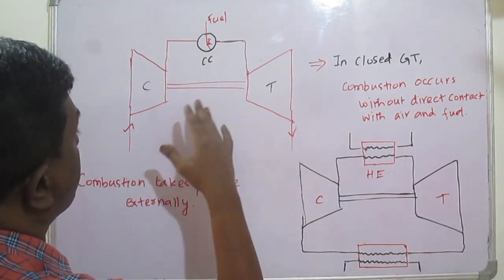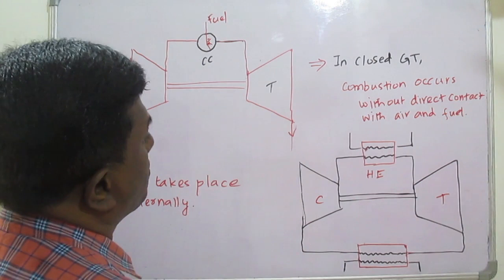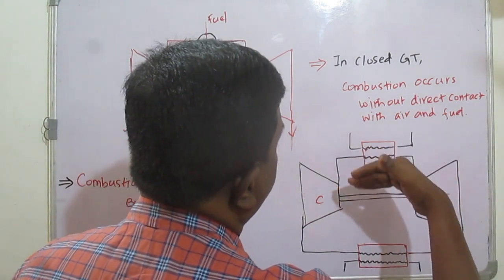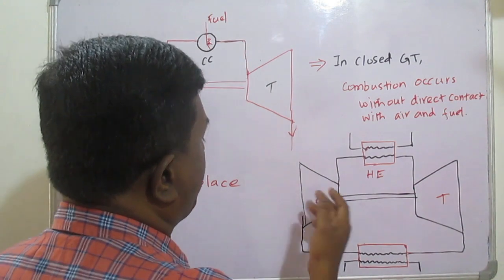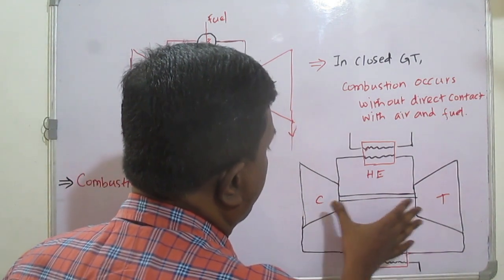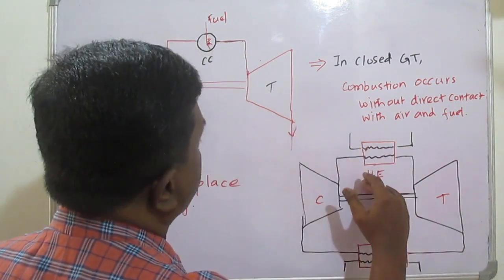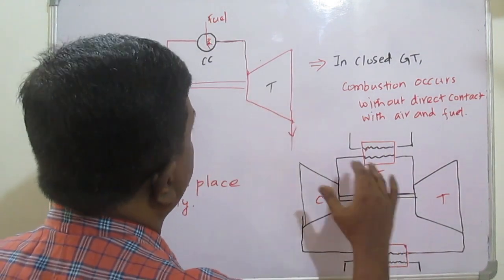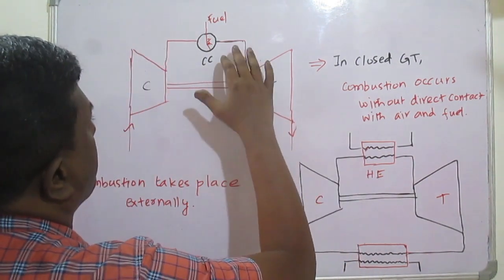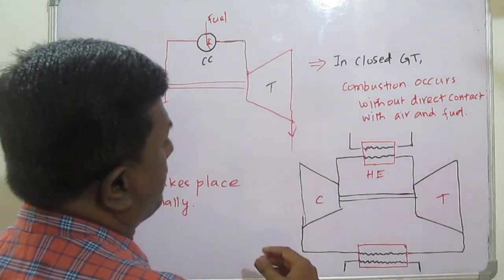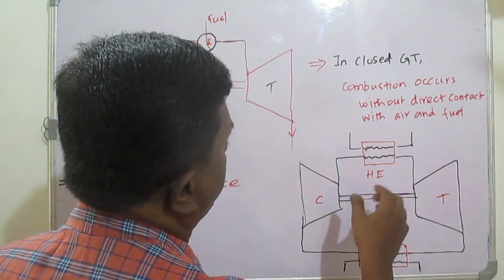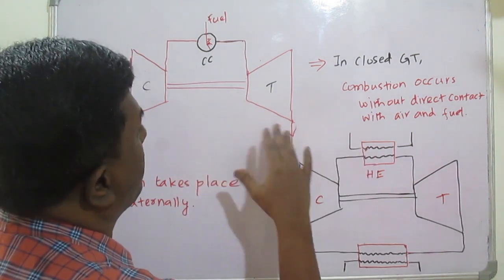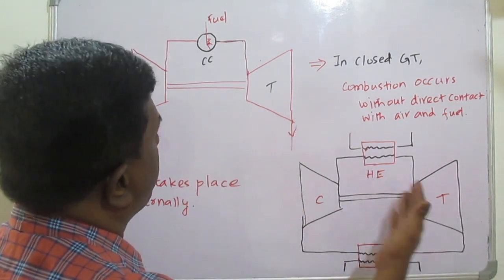In both the open and closed gas turbine, we have seen how the combustion takes place. We have to understand that combustion takes place externally in both cases, because the turbine and compressor are one arrangement, whereas the heat exchanger or combustion chamber is a separate arrangement, where the heating of the air takes place separately. Apart from that, only the combustion process in both cases is different. The rest of the things are the same.